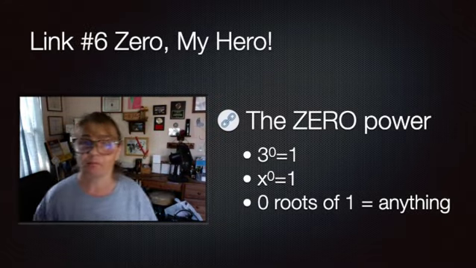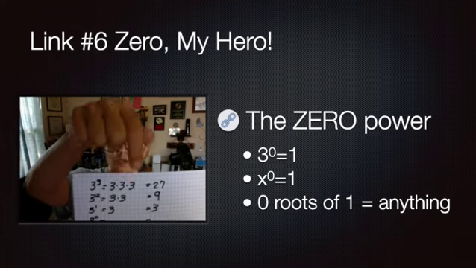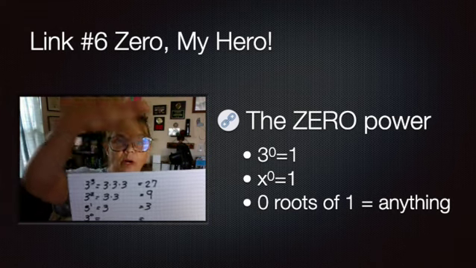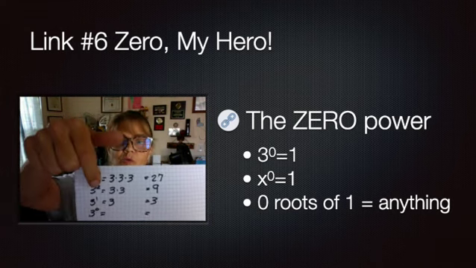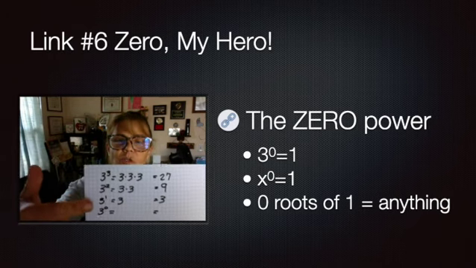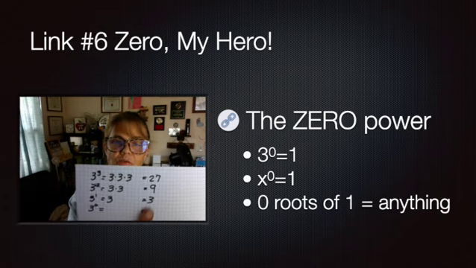Here's an example. If you have 3 to the 3rd power, that means 3 times 3 times 3, 3 threes. That's 27. 3 to the 3rd power is 27. 3 squared is 3 times 3, so you have 2 threes. That's 9. 3 to the 1st power is 3. There's only 1 3 there, which is equal to 3.